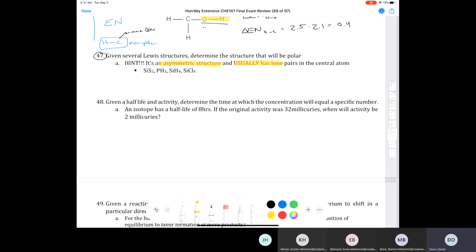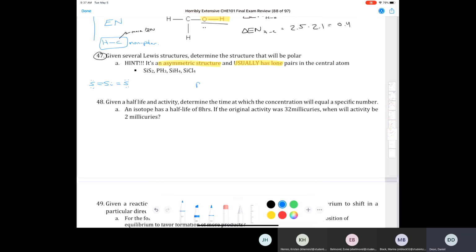If we evaluate all of these, I'm not going to spend the time to go through how to draw all of these molecular geometries in gory detail. This is something you can do on your own time because we went over it a lot. But if I draw all of these Lewis structures out, the first one, which is SiS2, has a Lewis structure like this.